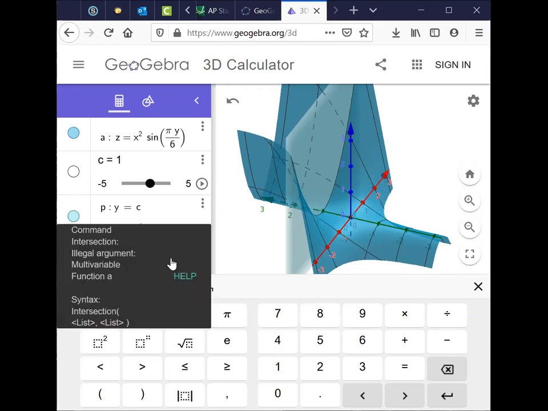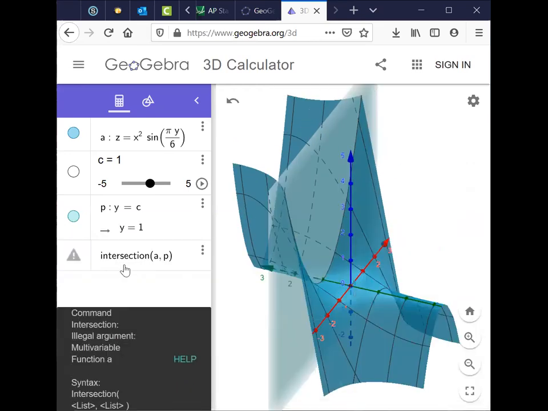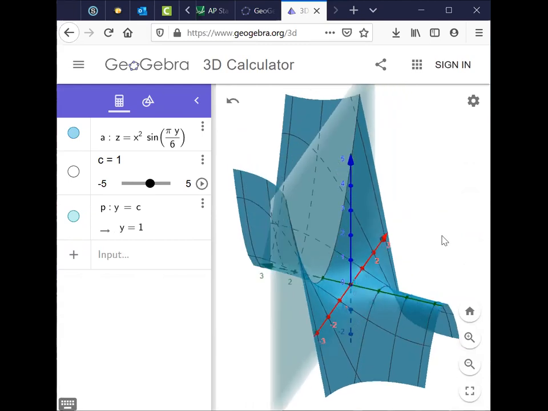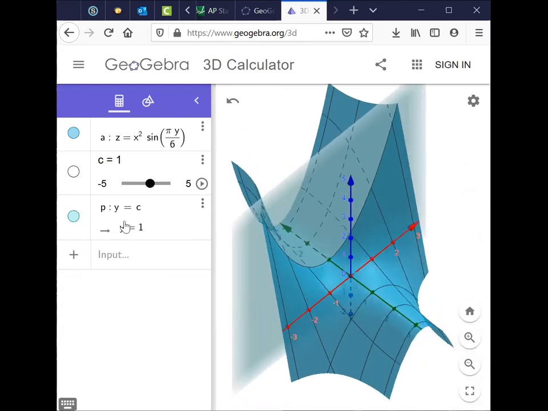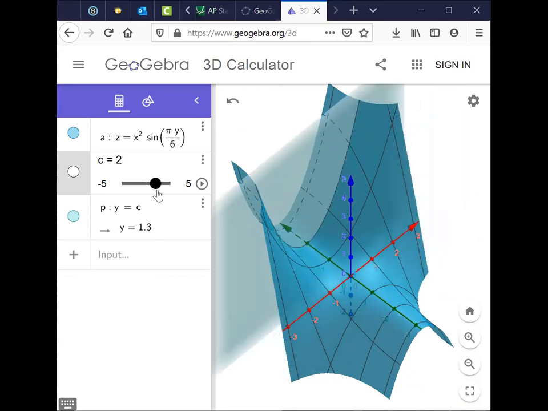Yeah, sometimes it kicks it back because it is a multivariable function. It has a hard time with it. But if it worked, it would have been great. But this is what I'm getting at when I'm talking about those cross sections.